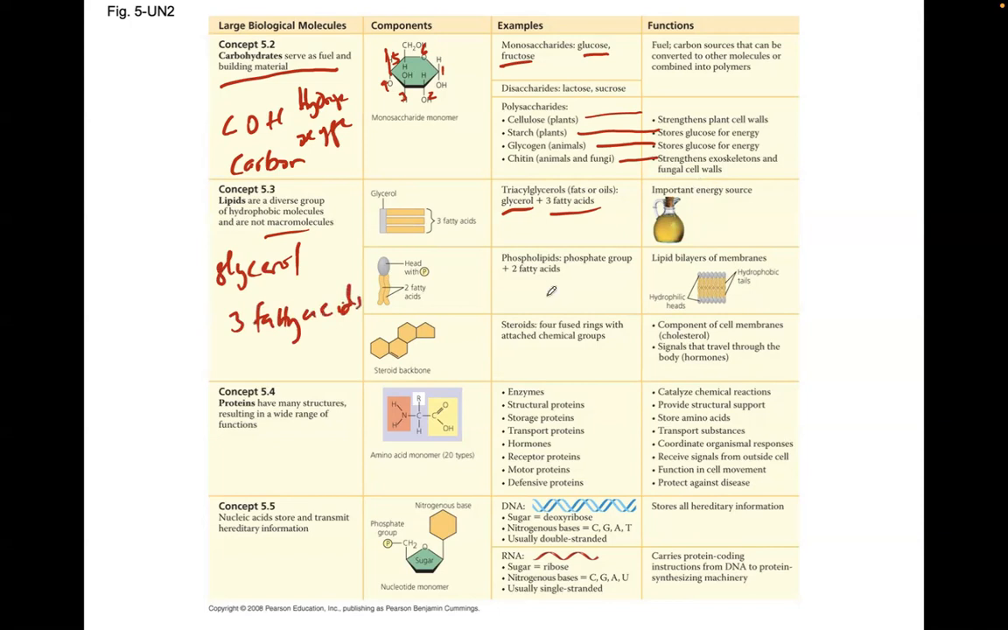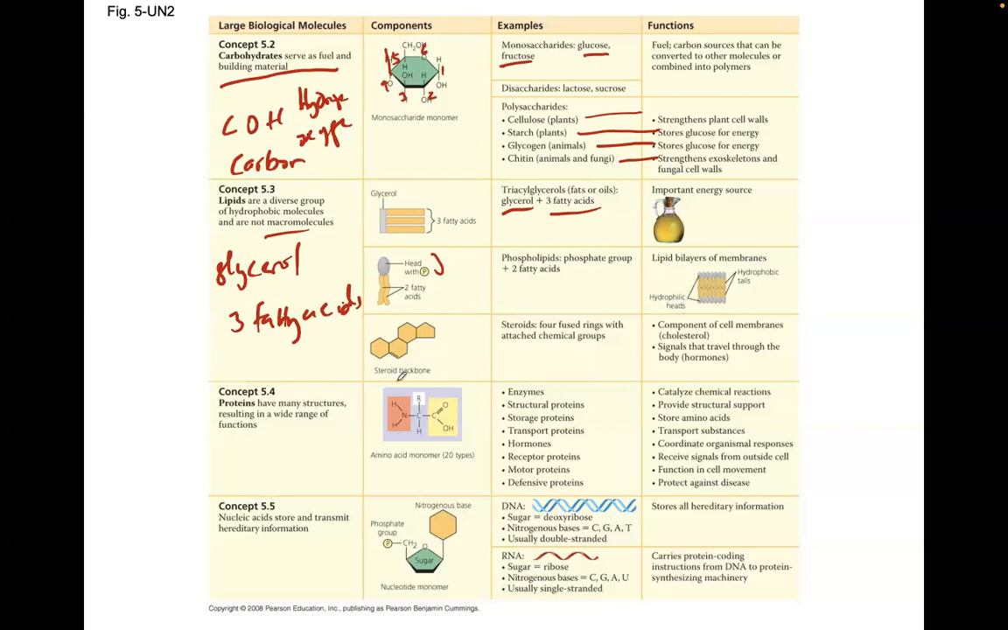This is an important source of energy. Add a phosphate and two tails, and this is the composition of the cell membrane. We call that phospholipids: a phosphate group and two fatty acids. These form the lipid bilayer of the membrane, which we talked about in class.